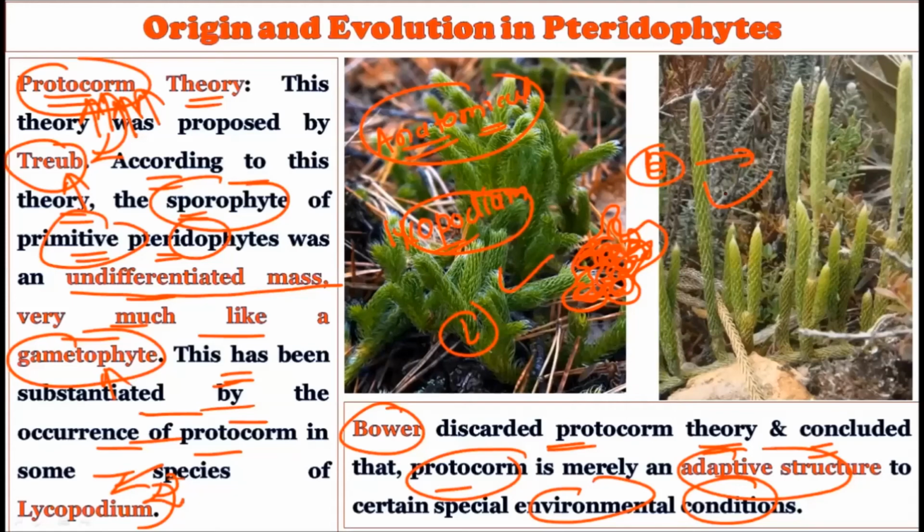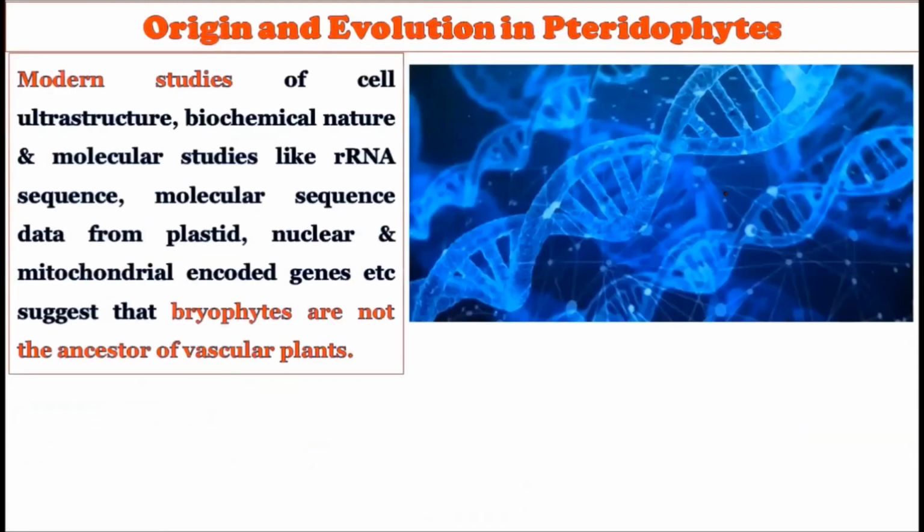So on the one hand, Tube is strongly connecting the protocorm structure with evolution, on the other hand, Bower disregarded this protocorm structure as merely an adaptive structure for the Lycopodium species only, and it has nothing to do with the origin of the pteridophytes. So these are the contrasting views between the two scientists, Tube and Bower. Now let us consider what the modern studies are suggesting about it.